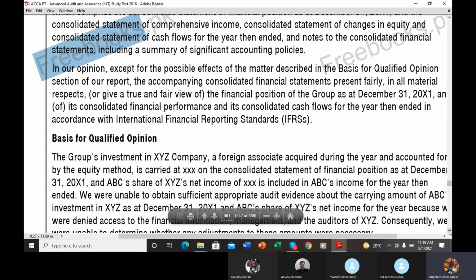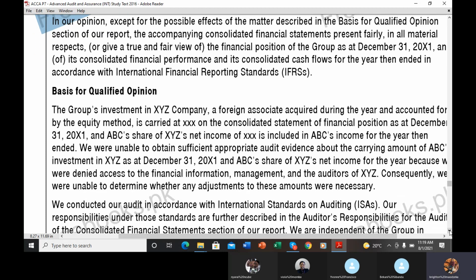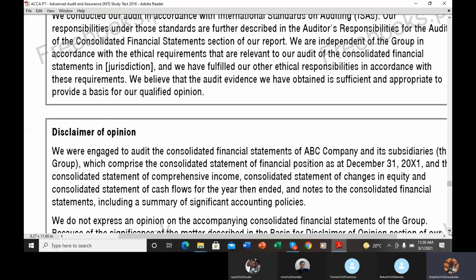Clearly, we were not able to obtain sufficient appropriate evidence regarding the carrying amount of an associate, or a foreign associate. That's why we've qualified our opinion. Thereafter, we state that we did our work in compliance with the International Standards on Auditing and the Code of Ethics, and that we believe the evidence we've acquired is sufficient and appropriate. Simple. That's what should be included under basis for qualified opinion. The rest under qualified opinion is the same.